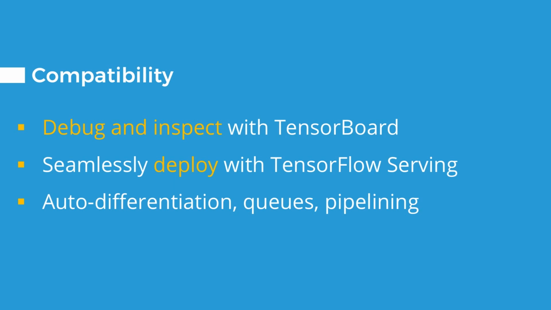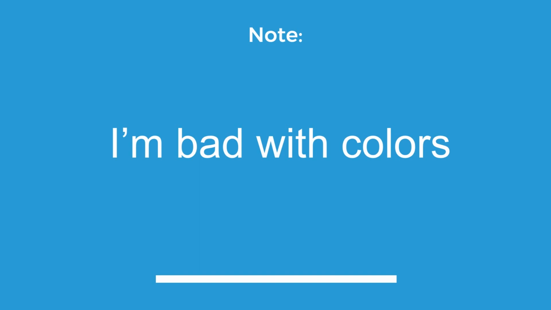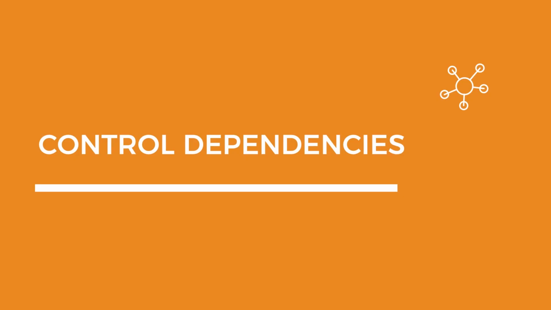And just as a quick note, I'm not good with colors, so we're going to be switching back and forth between blue and green, or orange and blue, sorry. So here we are in orange. And first up, we're going to be talking about control dependencies.